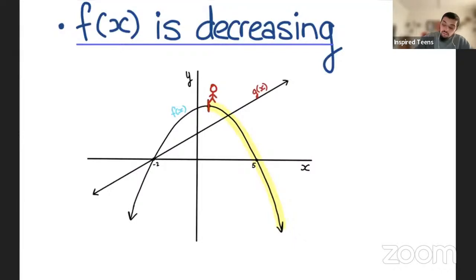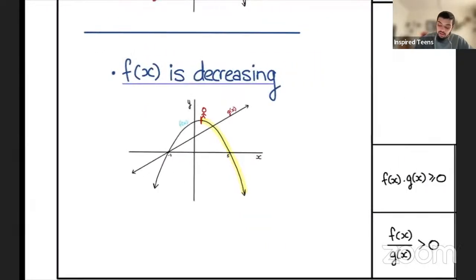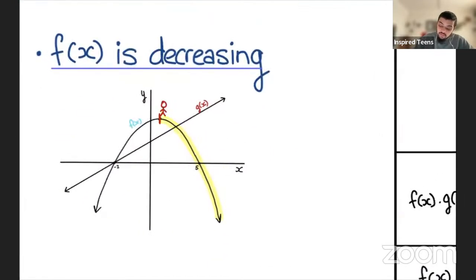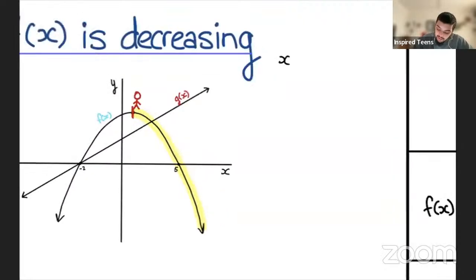Now we need to express this in terms of x values. That's what they want us to do: find the x values for which f of x is decreasing. So remember, I'm going to write it again. X needs to be an element of its start value and its end value. In terms of x, start is most left and end is most right. So we're going to look for the most left value and the most right value.